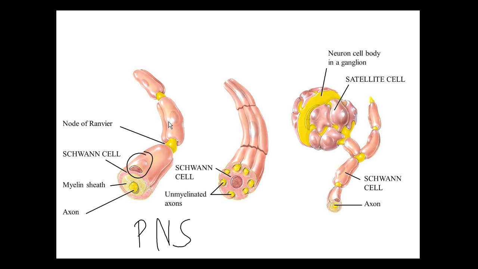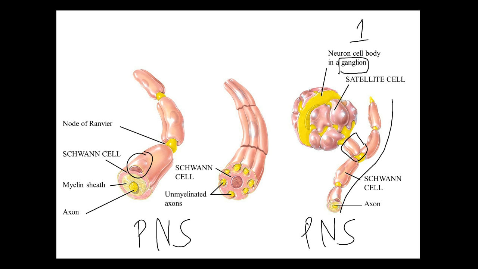The next cell is going to be the satellite cell. The satellite cell is also found only in the peripheral nervous system. And what I want you to notice is we're seeing one cell body in this picture. It's attached to a unipolar, one projection here, neuron. And what we'll notice is that one cell body is going to be found in a ganglion. Remember that ganglions are bundles of cell bodies in the peripheral nervous system. So what we're seeing is just one of the cell bodies that would be found within a ganglion.